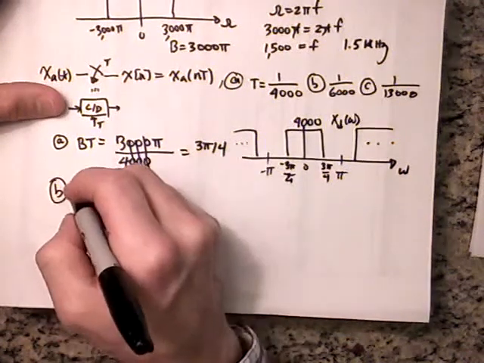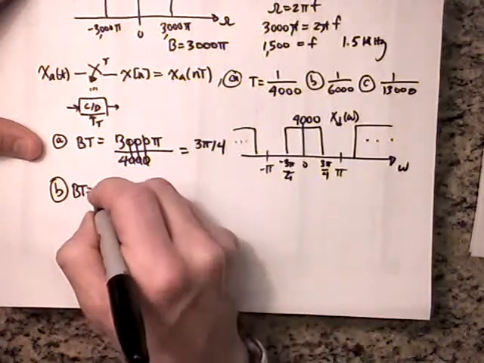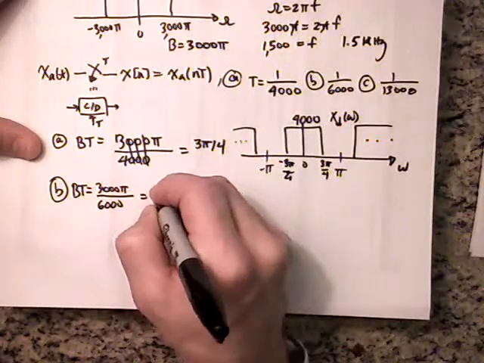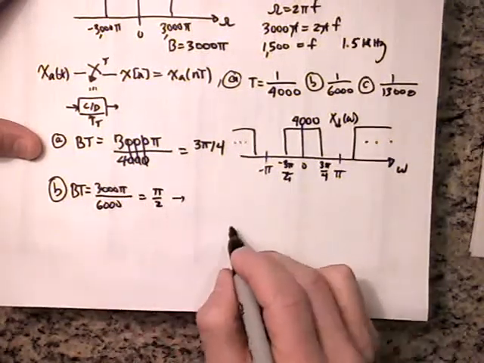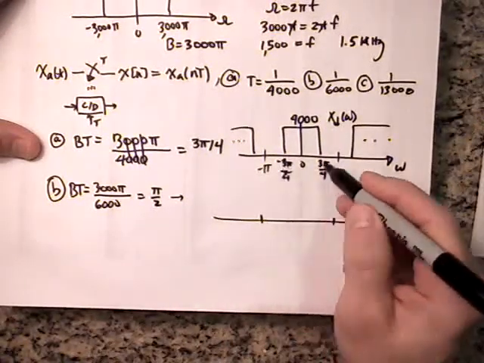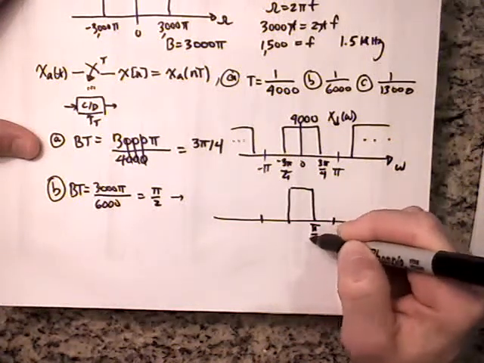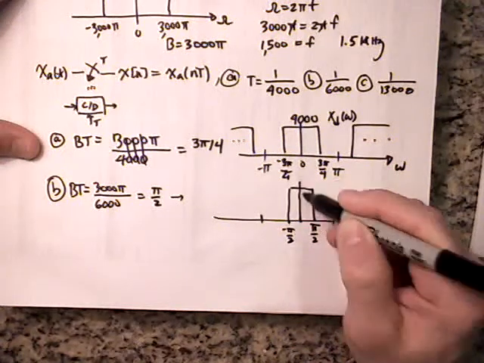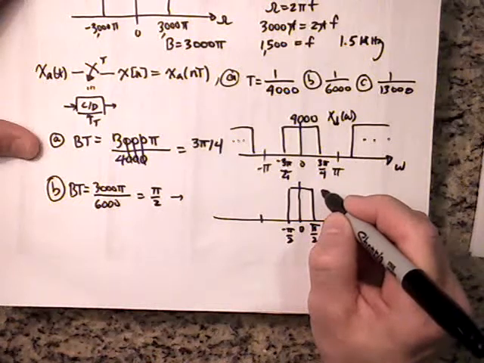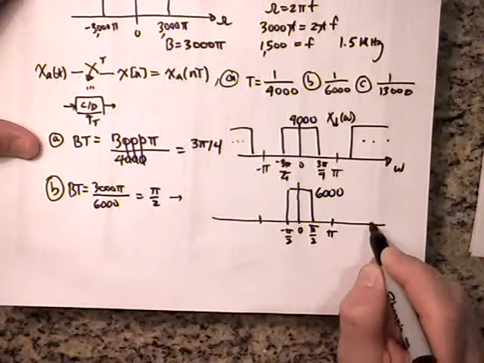Now let's look at case B. Case B, we have T is 1/6000. So in this case, B times T is 3000 pi over 6000, which is pi over 2. So now the spectrum will look similar to before, but instead of going from minus 3/4 pi to 3/4 pi, now we'll just go from minus pi over 2 to pi over 2. And the height is no longer 4000, it's now 6000. And again, this is pi, there's 2 pi.